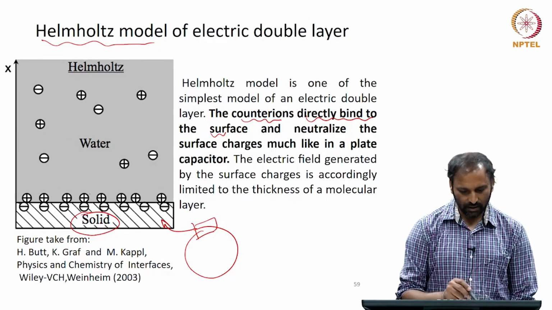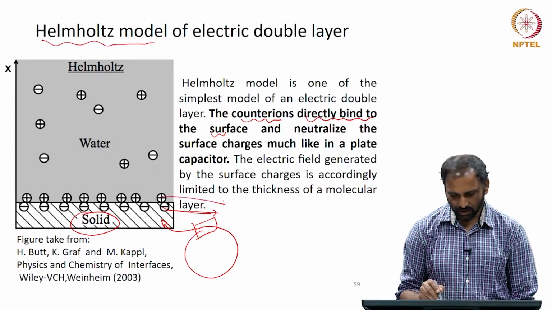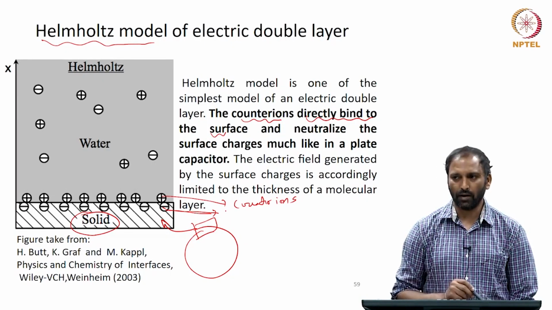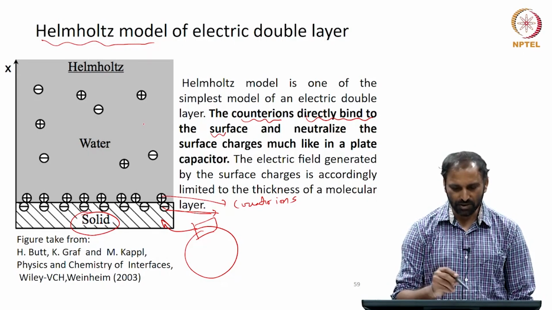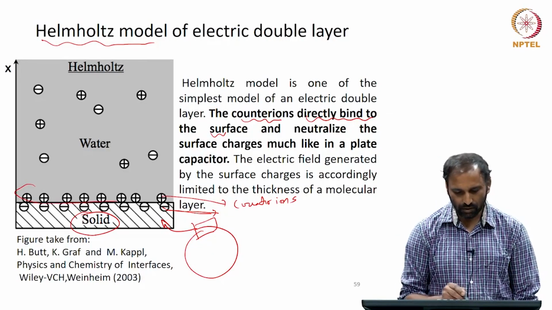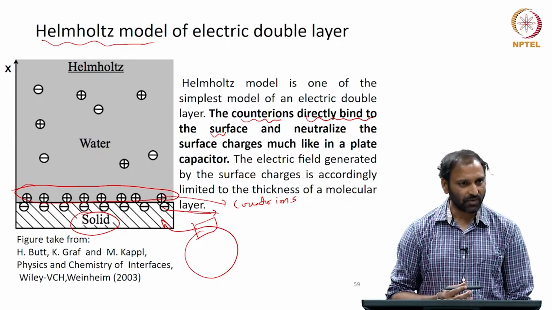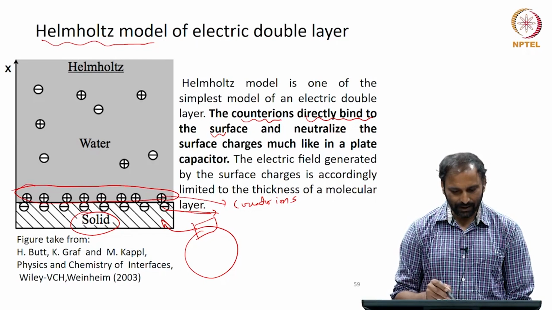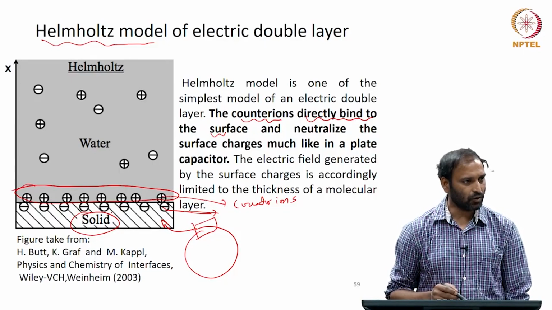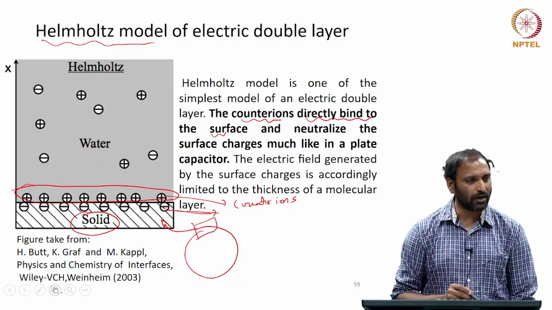Okay, and these are the charges on the particle surface. These are the counter ions, right. Okay. So, in this Helmholtz model, what is assumed is that the counter ions are directly bound. Okay, they are directly bound or attached to the particle surface, and they neutralize the charges on the surface. Okay, they neutralize the charges on the surface, giving an arrangement which looks more like a capacitor.